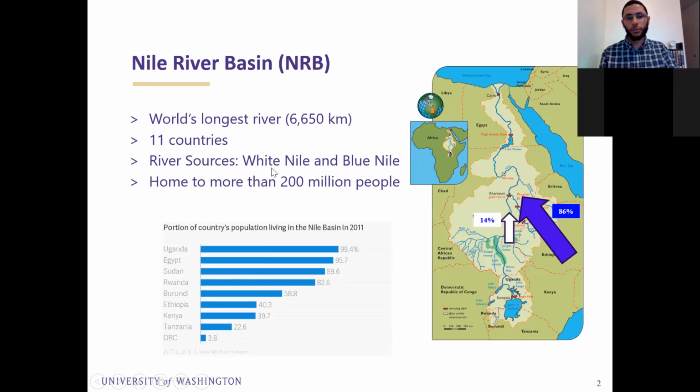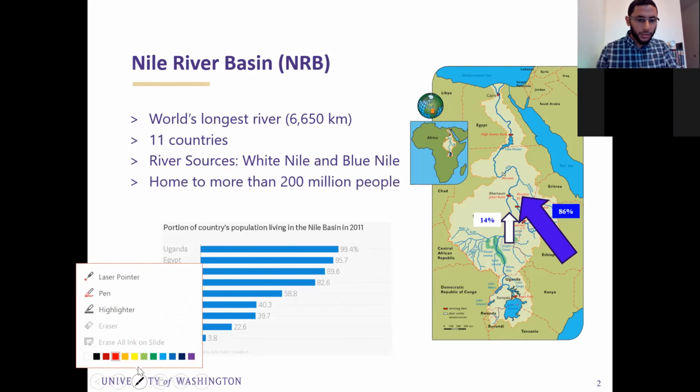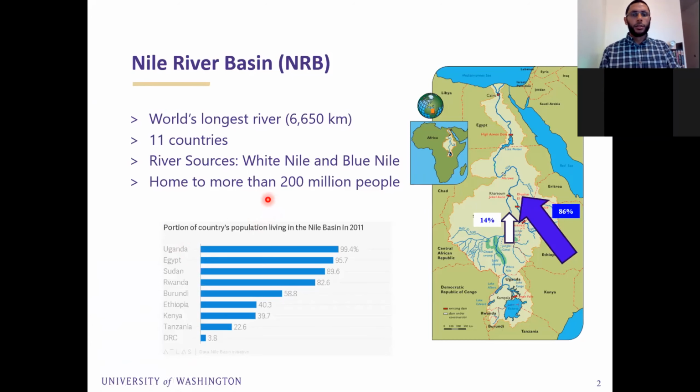So these two sources are the main sources of the Nile River, and it's home to more than 200 million people. And we can see in this chart that most of the population of the Nile countries are actually living inside the basin. For example, if we look at Egypt, this is whole Egypt, but most of the population is actually living inside the Nile basin here, along the Nile Valley and also in the Nile Delta. And the chart is showing that around 96% of the population in Egypt is only living in this area along the Nile basin.